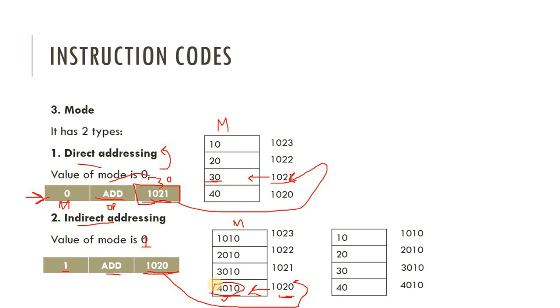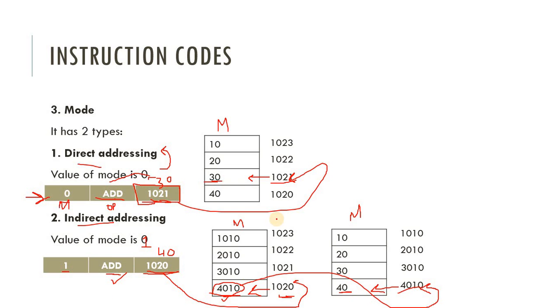Now 4010 is also an address, so we'll redirect in the same memory. We'll find the address 4010 here. So 4010 is the address, and it contains 40. So our operand is 40. Now we can fetch the value 40 and perform the addition on it.